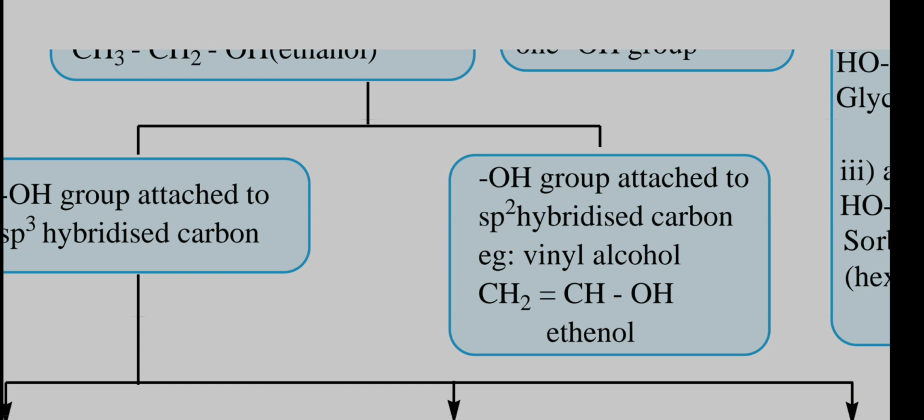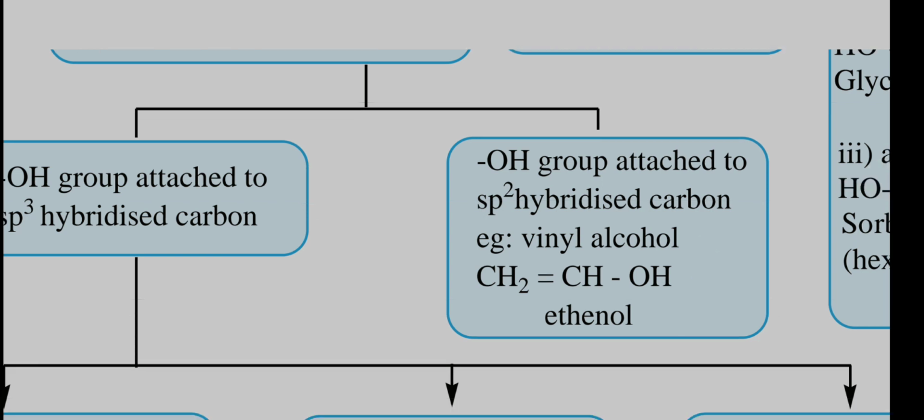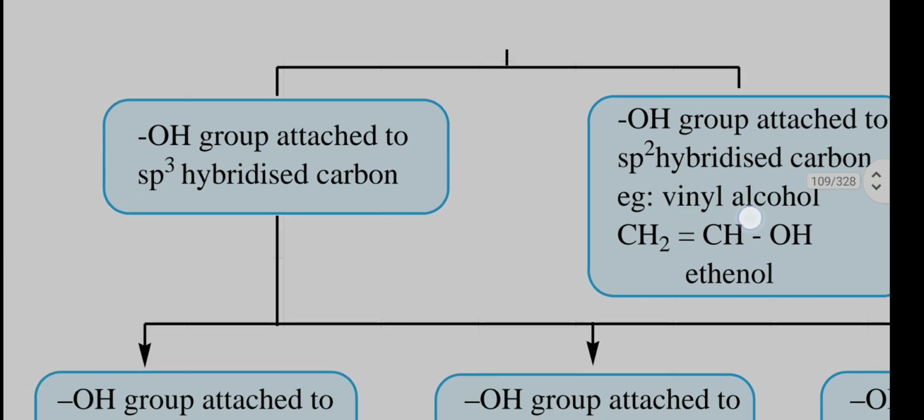In 11th standard we learned that. Then OH attached to the sp2 hybridized carbon, the example is vinyl alcohol. Vinyl means the carbon which contains both the functional group and the double bond in the same carbon. So see here, ethanol, where the first carbon contains the double bond and also the functional group. This type is mentioned as vinyl. So this is completed.